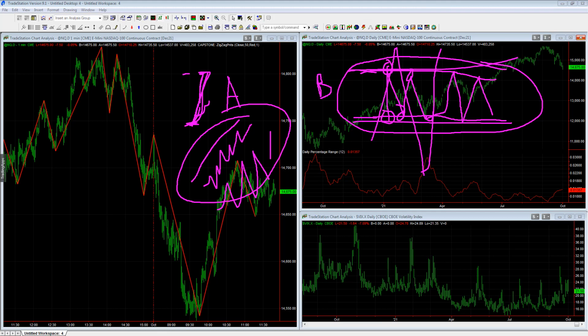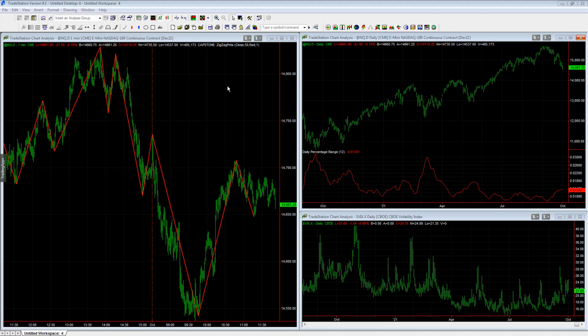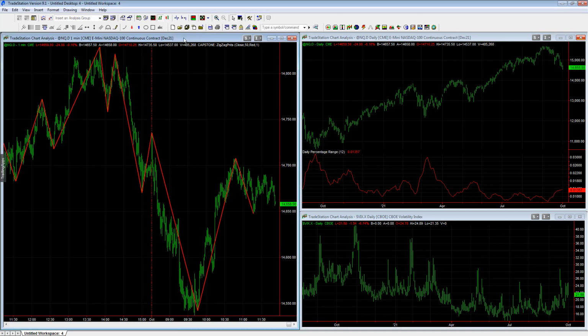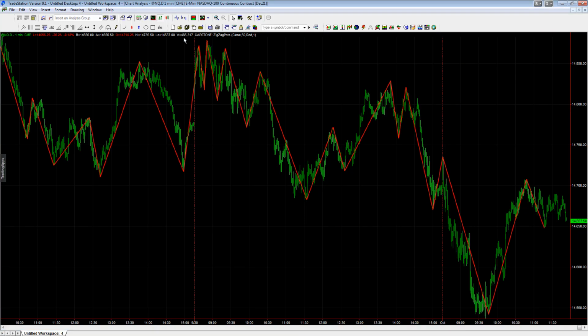So how do we measure that? How do we say the market's been volatile lately and choppy lately? It's hard to measure as well. And so I have this zigzag indicator. It comes in TradeStation. It's called zigzag PNTS. And I've changed the indicator a little bit.